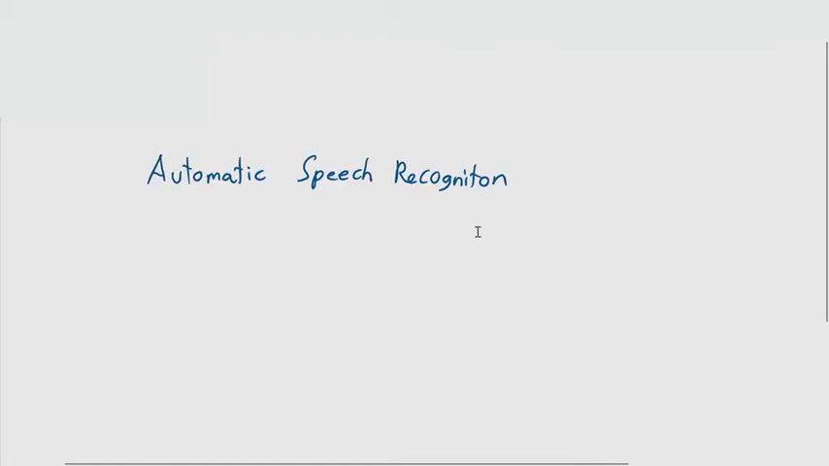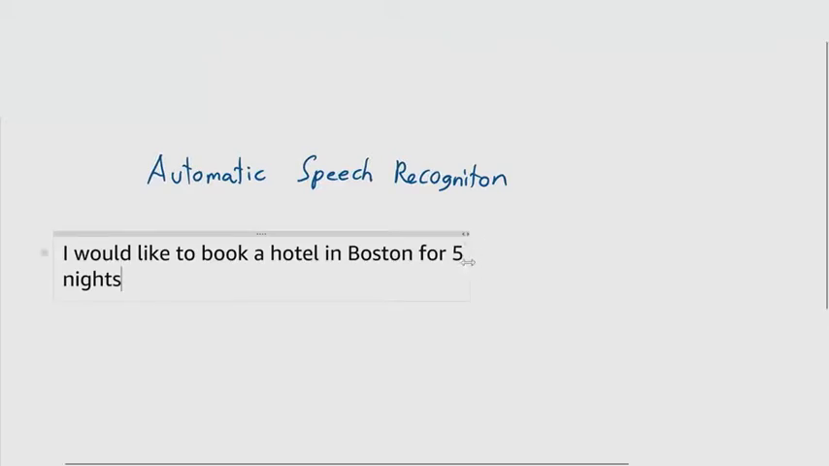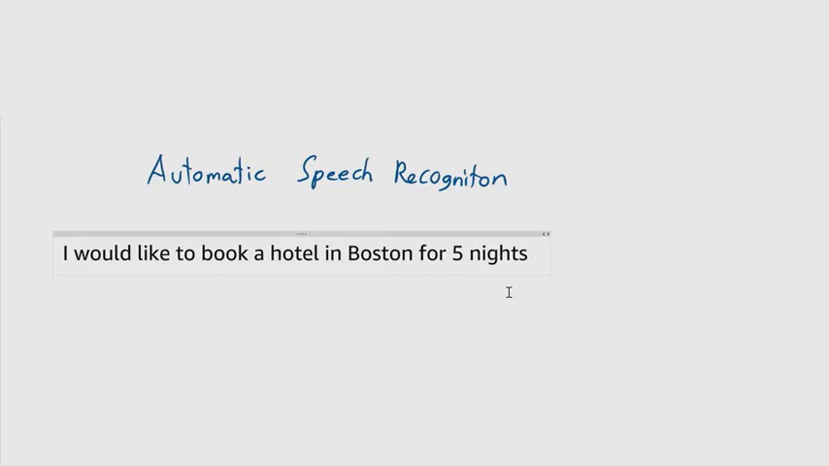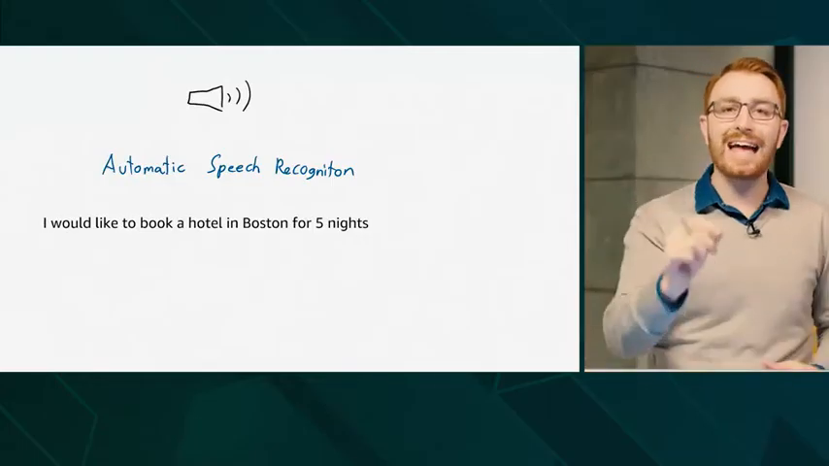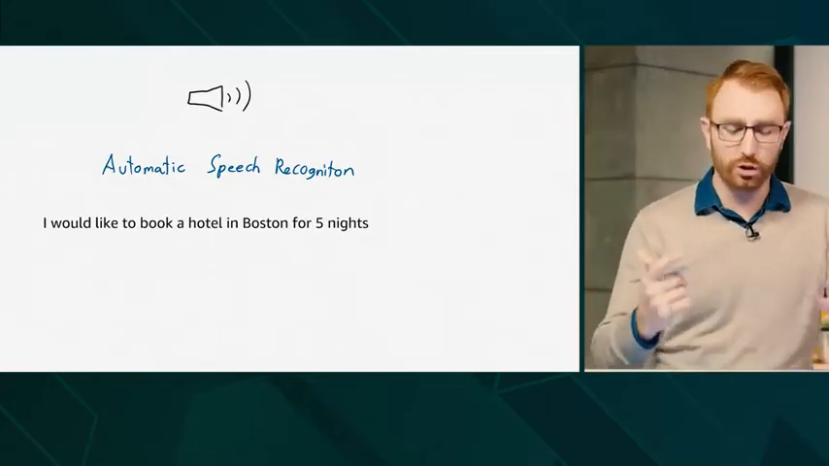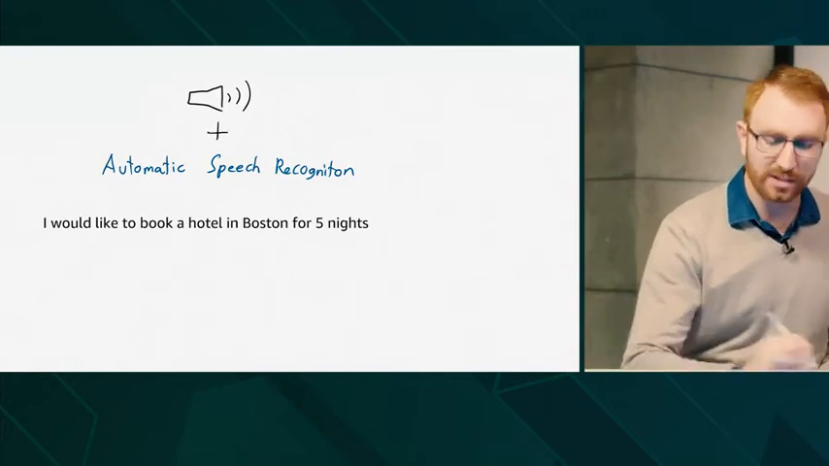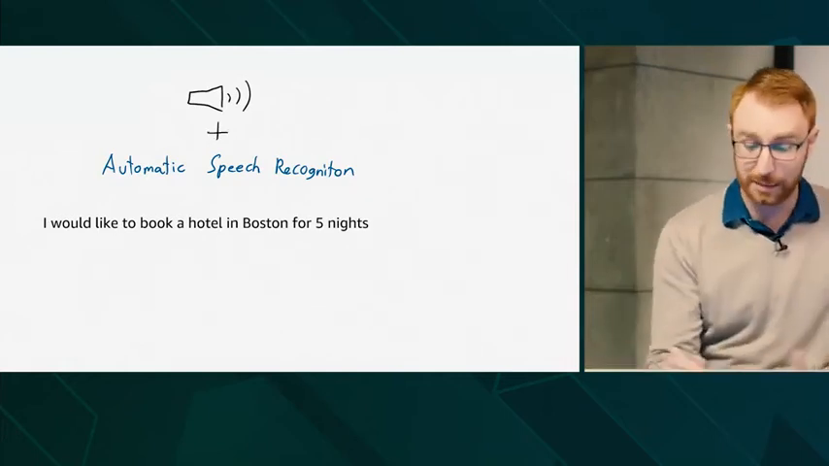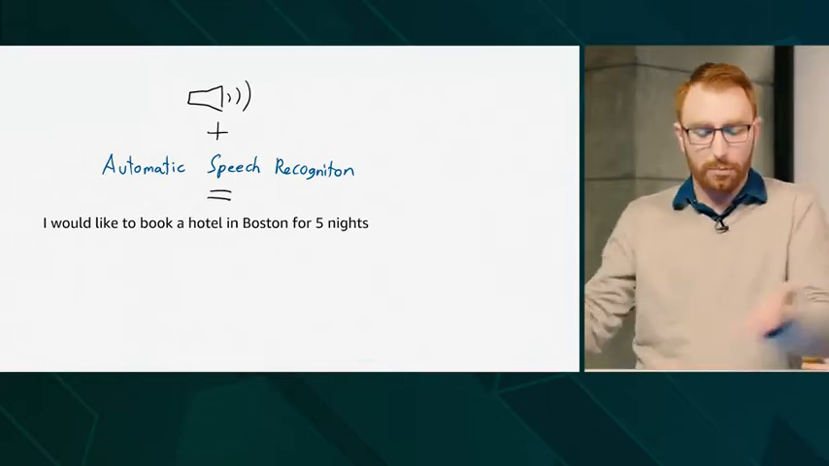Let's take an example here. I would like to book a hotel in Boston for 5 nights. I'm either sending this data as text, or I could also use my voice. So let's add this voice in here. If I was to use my voice, then it needs to be converted into this text that you see at the bottom. I would like to book a hotel in Boston for 5 nights. And that's what automatic speech recognition will do for us. So the voice data plus automatic speech recognition equals, I would like to book a hotel in Boston for 5 nights.